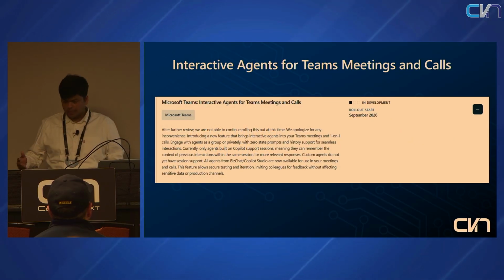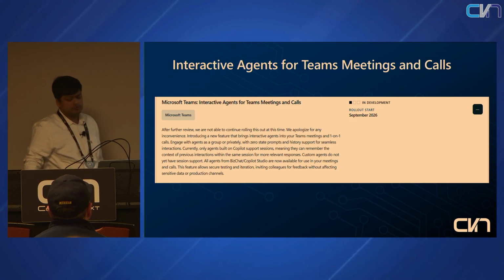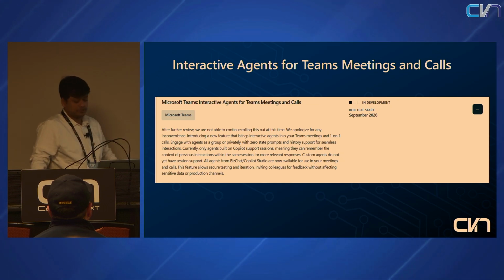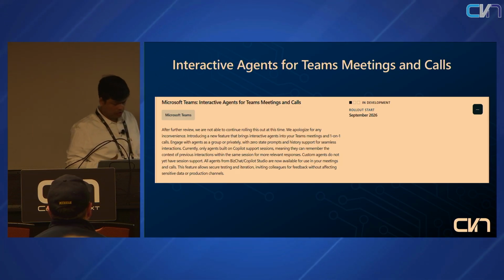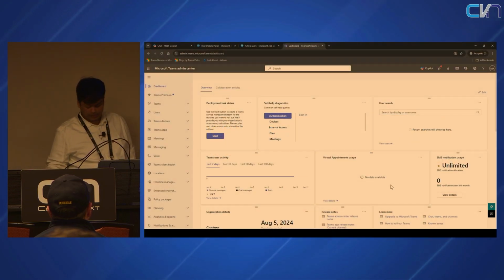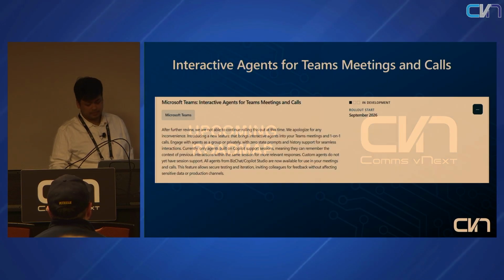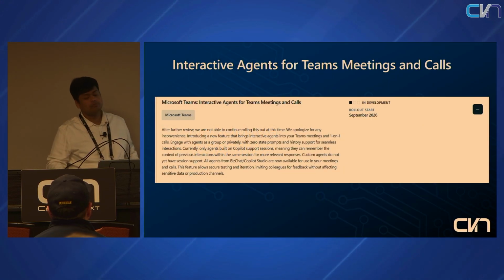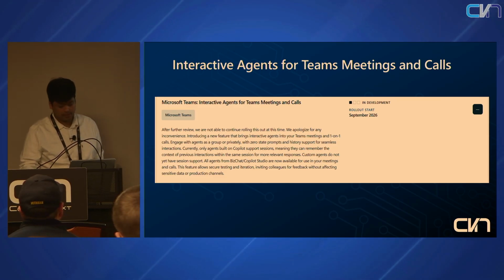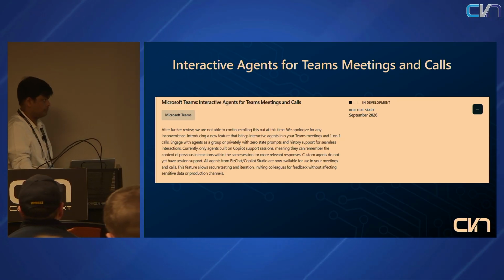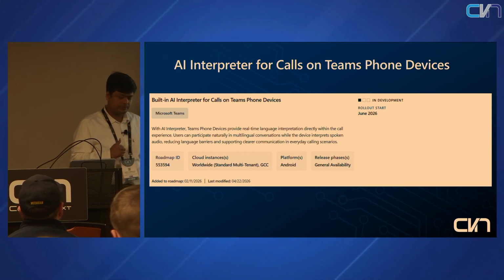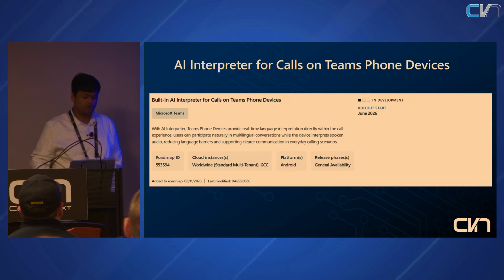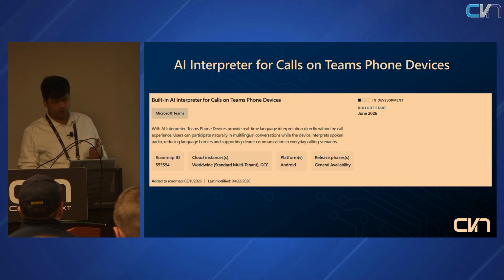Coming in the September timeframe, but timeframes can change, you can have interactive agents within Teams meetings and calls. Right now, the one agent that we have in Teams meetings and calls is the Facilitator agent. Things are changing, and more enhanced capabilities are coming to the agent as well. One of the biggest limitations of the Facilitator agent is that if you are using it on your IP phone, you cannot use it right now.